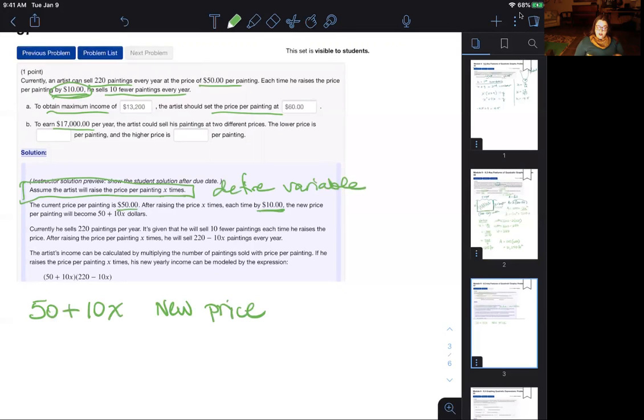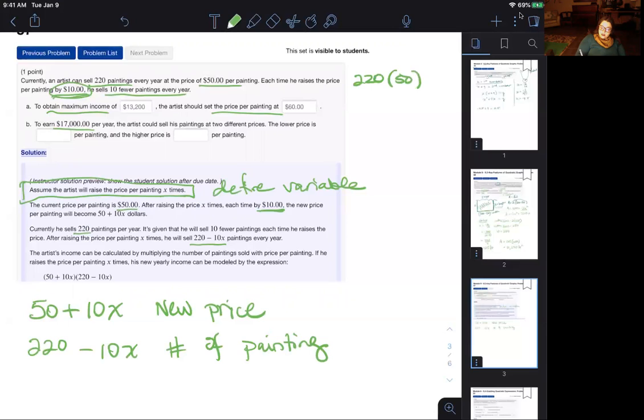Okay, and then since they currently sell 220 paintings per year, and they'll get 10 fewer paintings every time they raise the price $10, we can use this expression, 220 minus 10x. This is going to be the number of paintings. And remember when I said before that if you multiplied 220 times 50, you found that they got $11,000. That was their income for the year.